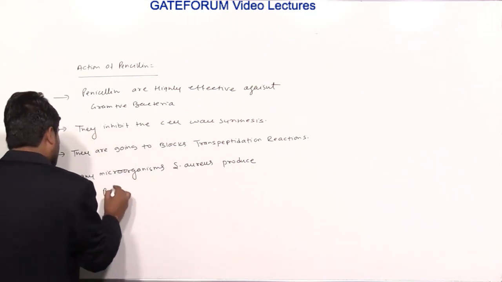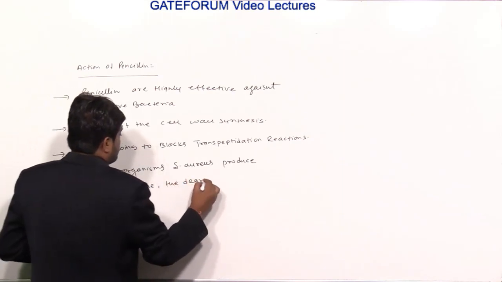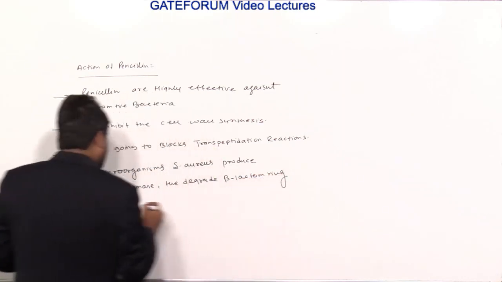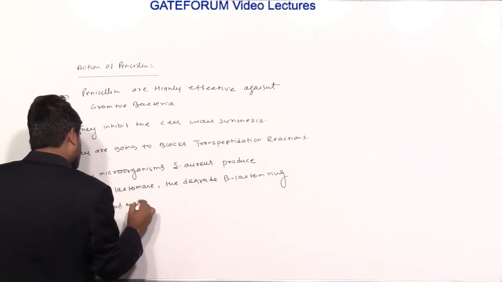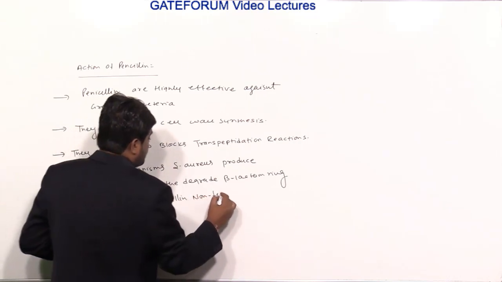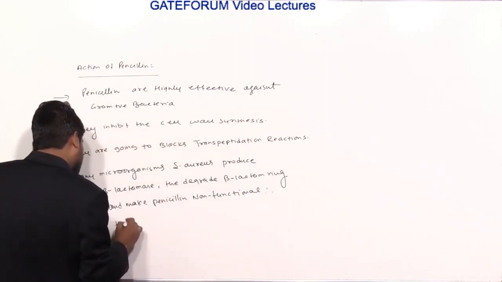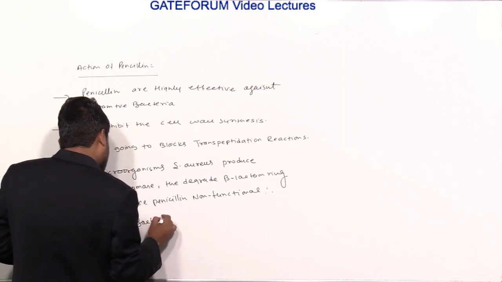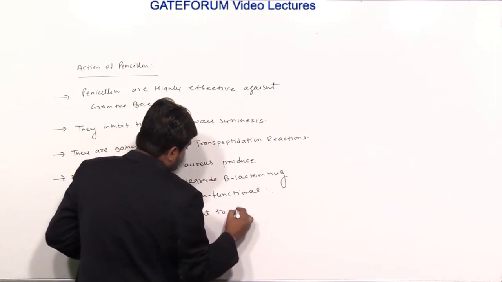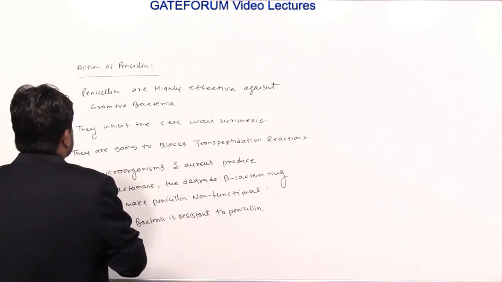beta-lactamase that degrades the beta-lactam ring and makes penicillin non-functional, and therefore that bacteria is resistant to penicillin. And exactly, see here, so that is the action of penicillin.